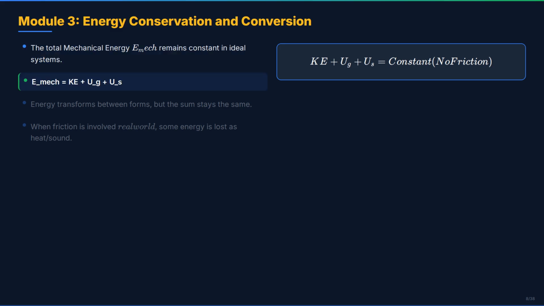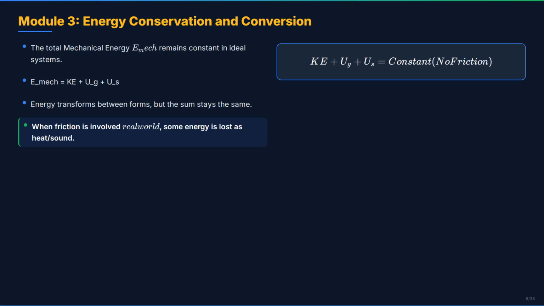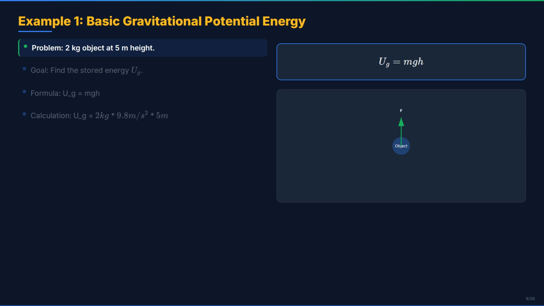If U_g decreases, KE must increase by a matching amount, and vice versa. In the real world, however, friction acts as a non-conservative force. It always converts some of that mechanical energy into unusable thermal energy. We always start by listing all the energy forms, KE movement, U_g height, and U_s spring compression. This is a straightforward calculation to test your understanding of the fundamental formula. We are only considering gravity here.